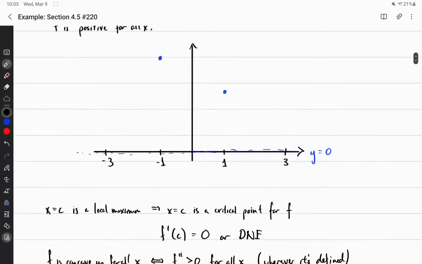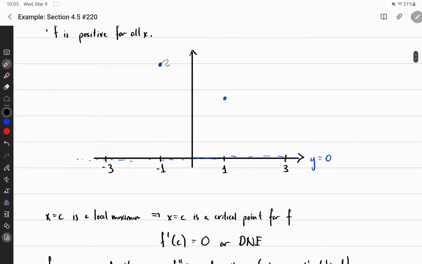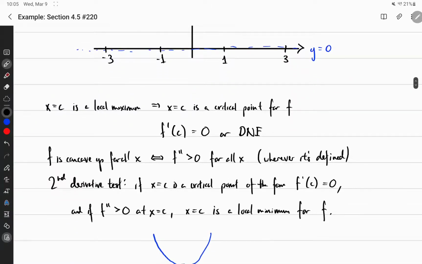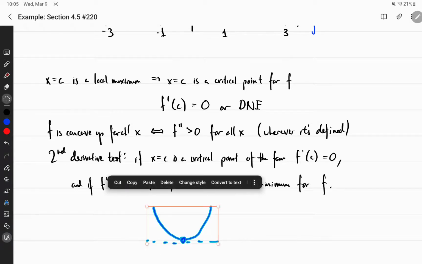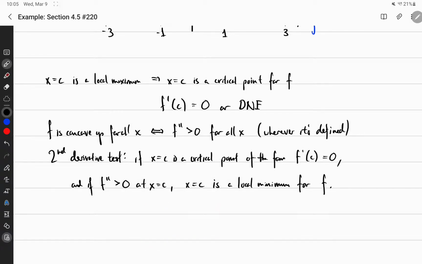So what does that mean in terms of our graph? Well, we have these local maxima, and because they're local maxima, they're also critical points. And now the second derivative test is saying that if they're critical points of the form f prime of c equal to 0, and if the second derivative is positive there, then it's actually a local minimum. So what that's saying is that these critical points have to be of the form f prime does not exist.